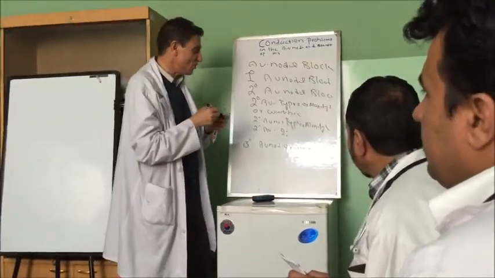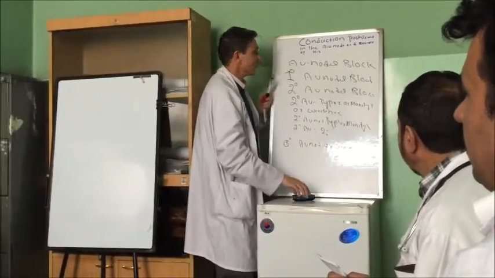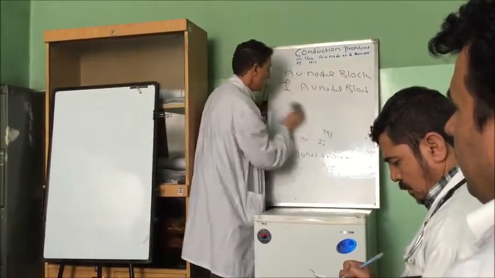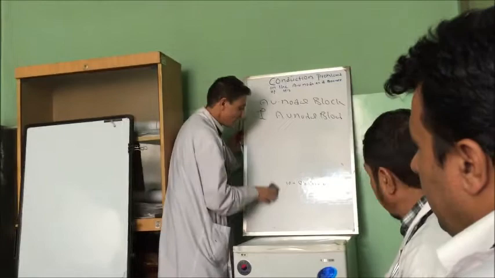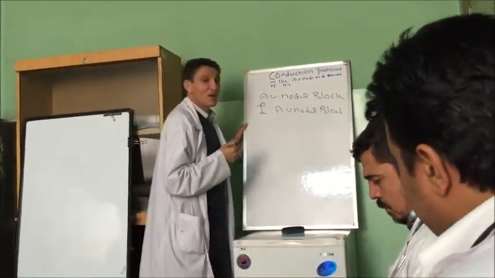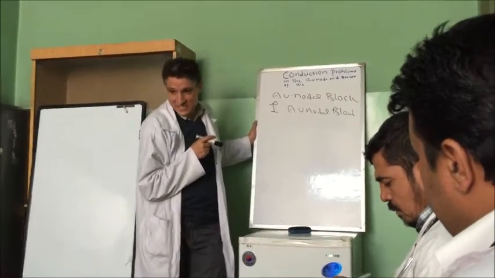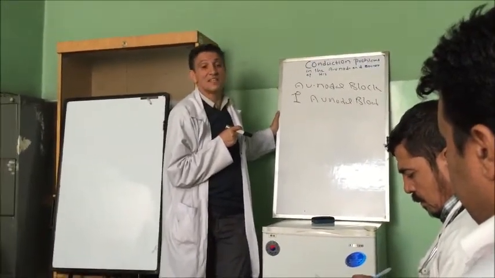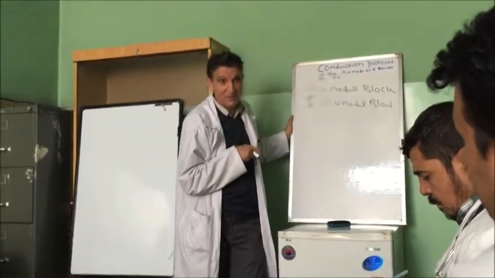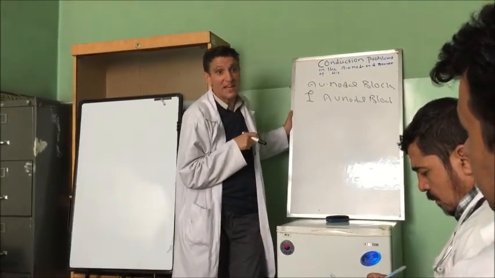First, I'm explaining to you the first degree AV nodal block. How should I define the first degree AV nodal block? Again, as we normally know, the electrical impulse is generated in the SA node, and then leads to depolarization of the atrium. Then it is conducted to the AV node and leads to depolarization of the AV node.